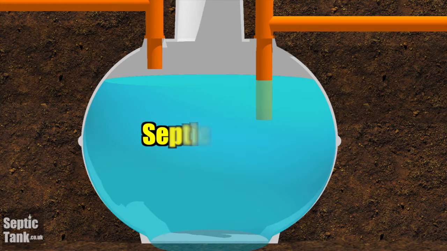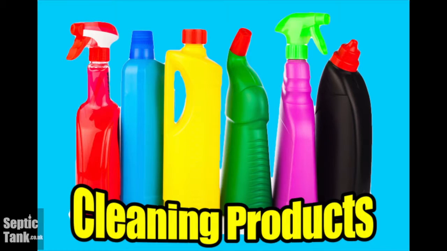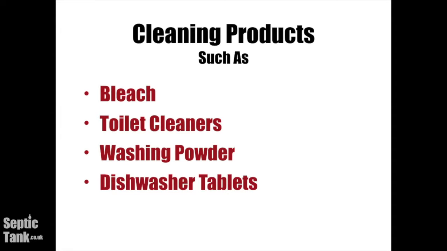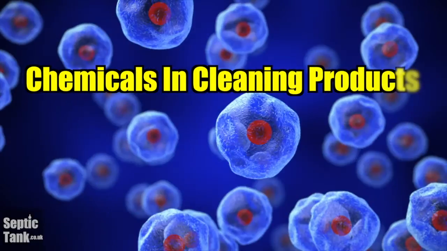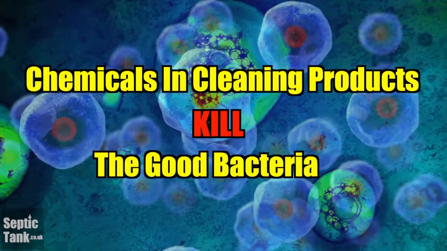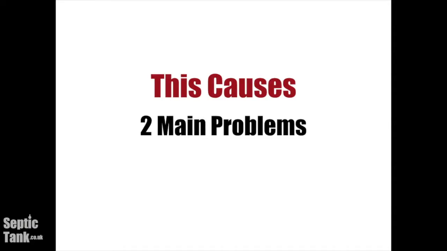So, why do septic tanks develop problems? Well, septic tanks have a common enemy: cleaning products. You see, cleaning products such as bleach, toilet cleaners, washing powder, dishwasher tablets, soap and shampoo, etc., they kill septic tanks. How? Well, basically it's the chemicals in the cleaning products that are the problem. You see, these chemicals kill the good bacteria that keep a septic tank alive. And it's these chemicals in the cleaning products that cause two main problems.